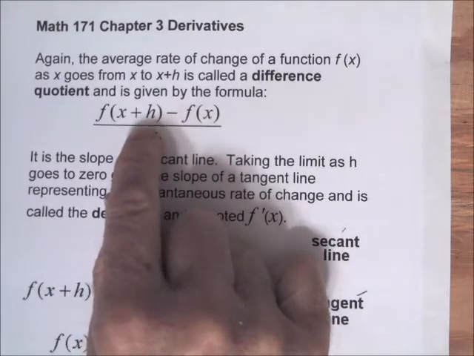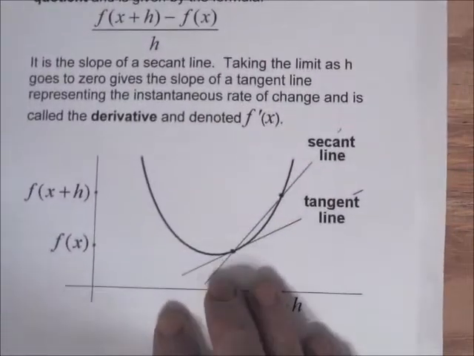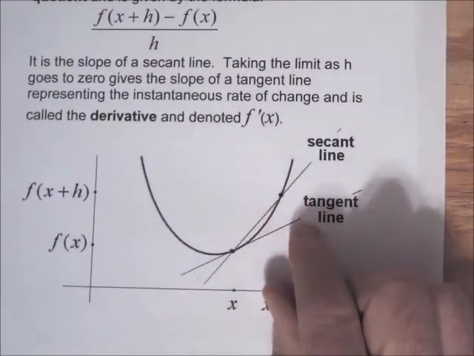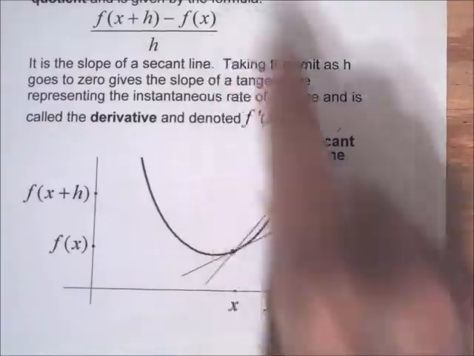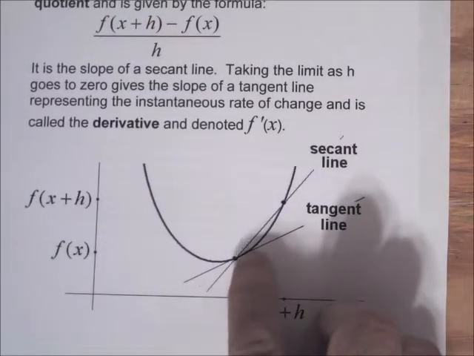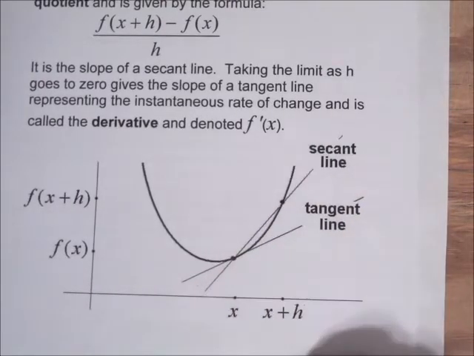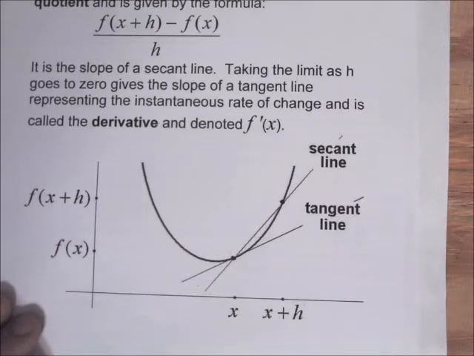So the secant line hits the curve in two spots, and we want to take the limit as h goes to 0. As h goes to 0, these 2 points get closer and closer together, and in the limit we get the slope of the tangent line. And this, in word problems, that's the instantaneous rate of change.